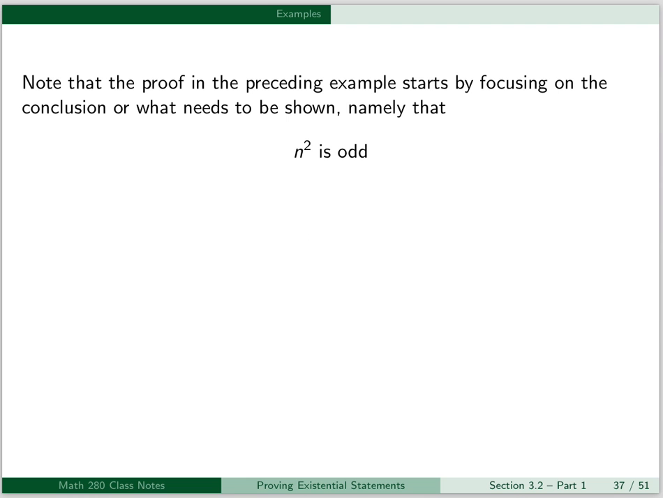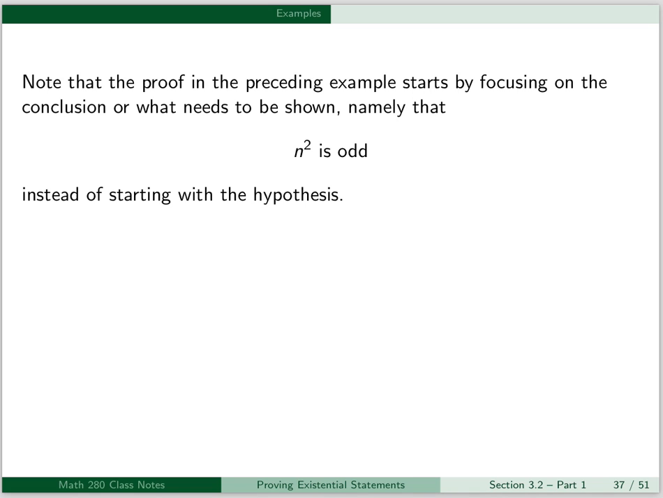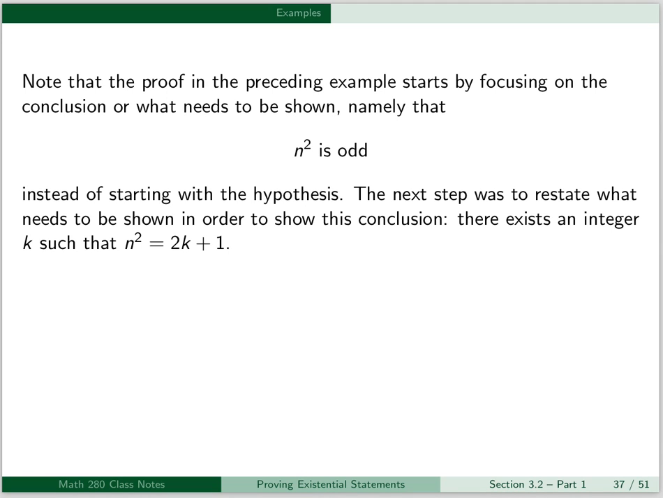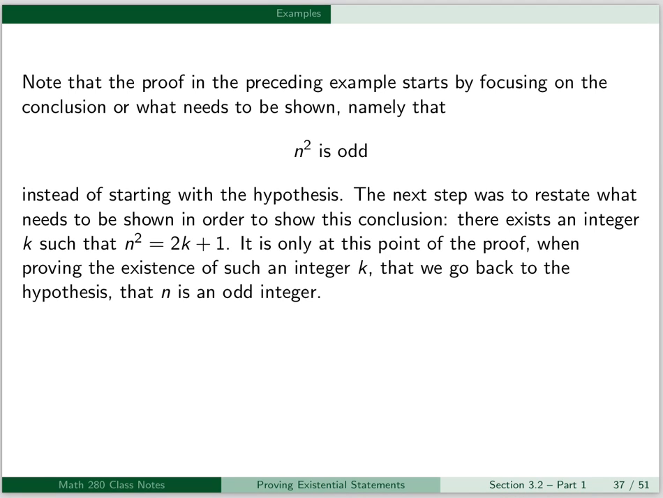Note that the proof in the preceding example starts by focusing on the conclusion, or what needs to be shown, namely that n squared is odd, instead of starting with the hypothesis. The next step was to restate what needs to be shown in order to show this conclusion, namely there exists an integer k such that n squared equals 2k plus 1. This followed from the definition of an odd integer. It is only at this point of the proof, when proving the existence of such an integer k, that we go back to the hypothesis, that n is an odd integer.